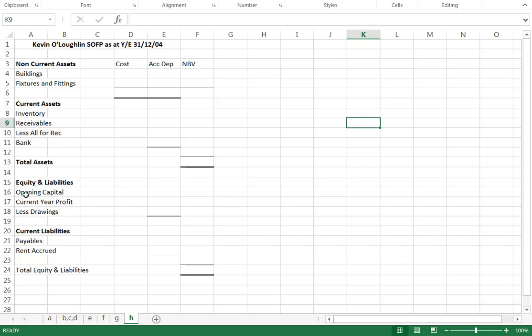I know I have opening capital. I know I'm going to have profit. I know I have drawings because I saw it there. I know I'm going to have payables and rent accrued. This may not work for you, but my preference would be to go through the question, highlight for myself every account that I'm going to have, and write up my statements of financial position with those accounts in it to get me started.